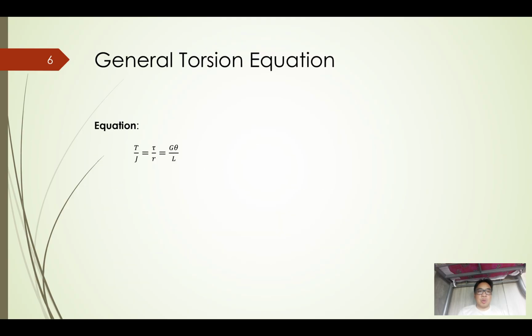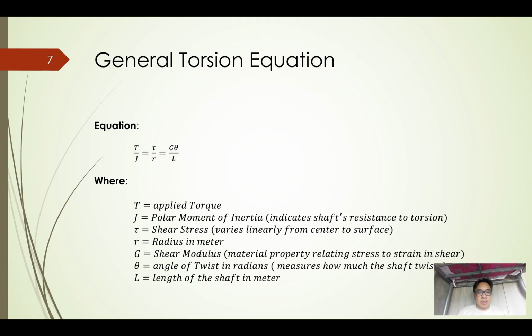The general torsion equations are T over J is equal to tau over R is equal to G times theta over length L, where T is the applied torque, J is the polar moment of inertia, which indicates the shaft's resistance to torsion, and tau is the shear stress, which varies linearly from center to surface.